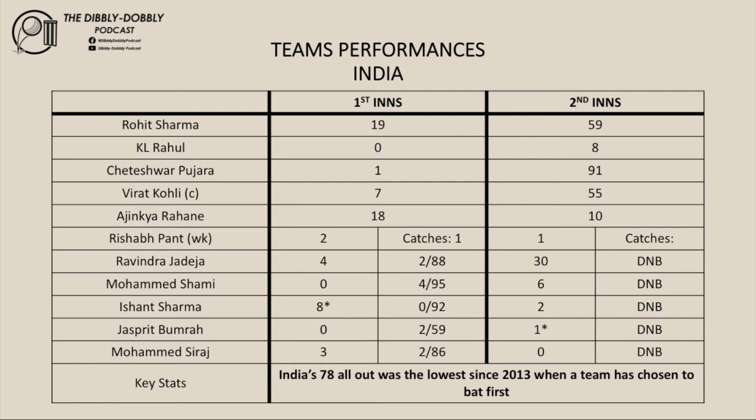Rohit Sharma, 19 and 59. Rahul, 0 and 8. Pujara, 1 and 91. Kohli, 7 and 55. Rahane, 18 and 10. Pant, 2 and 1. And Jadeja, 4 and 30. That's how the Indian batsmen performed in this third test match. What can you say about India's batting in this test match?